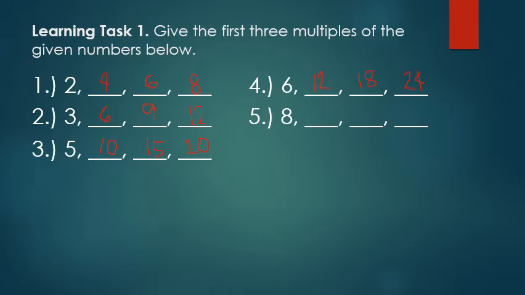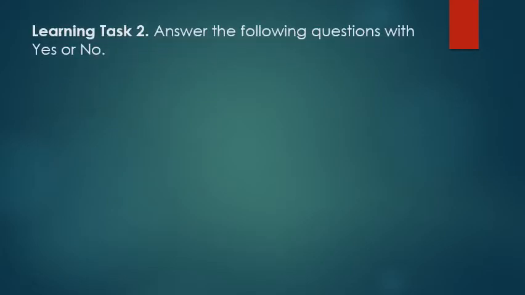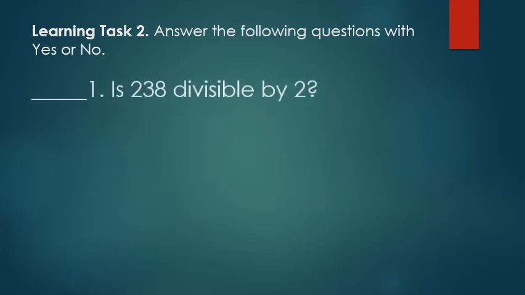And last, number 5. So, skip counting by 8. Sabay-sabay po tayo. Ano po yung sunod sa 8 pag nag-skip counting? So, we have 16, then 24, and then next is 32. Okay? Ganyan po ang pag-skip counting natin. Okay, so next. Okay, so for the learning task 2, we will answer the following.